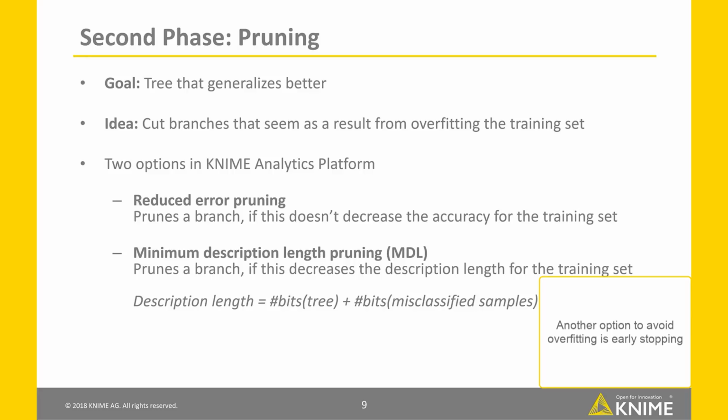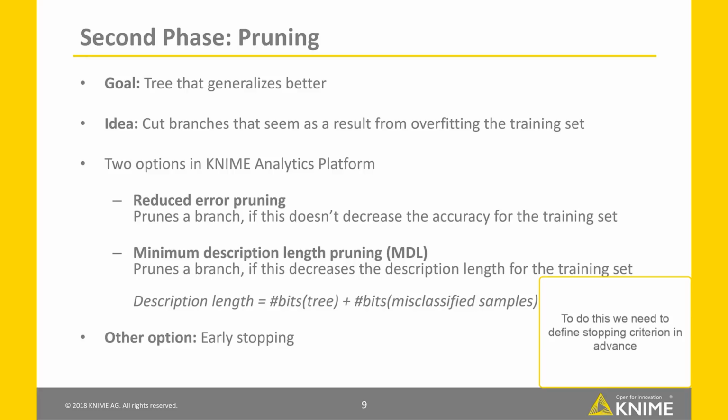Another option to avoid overfitting is early stopping. To do this, we need to define a stopping criterion in advance. One option here is to define the minimum number of records per node. The branch will stop its growth when a node is created containing less or equal number of samples as the minimum number of records per node. So, a higher value of the minimum number leads to shallower trees, while a smaller number leads to deeper trees.